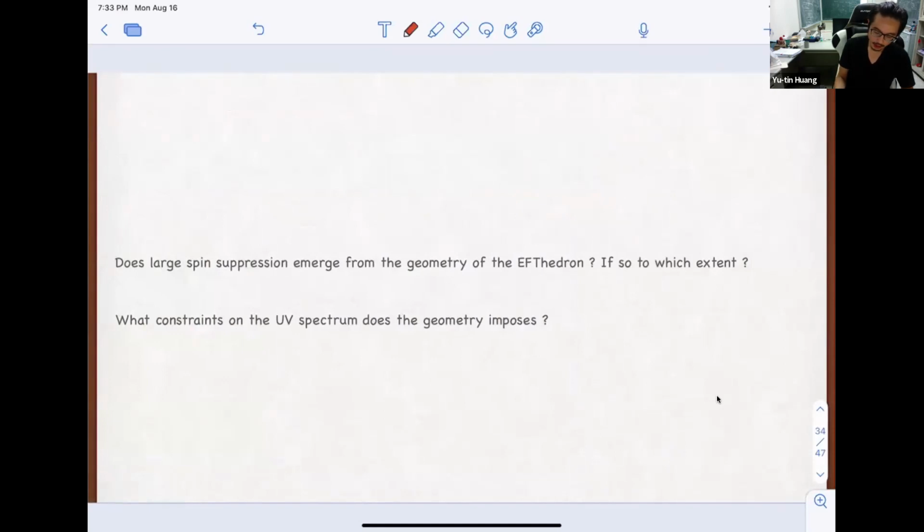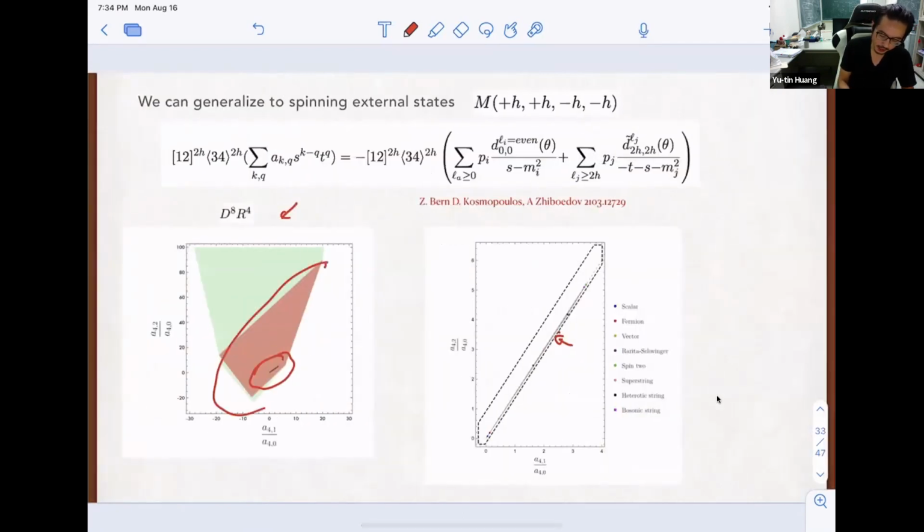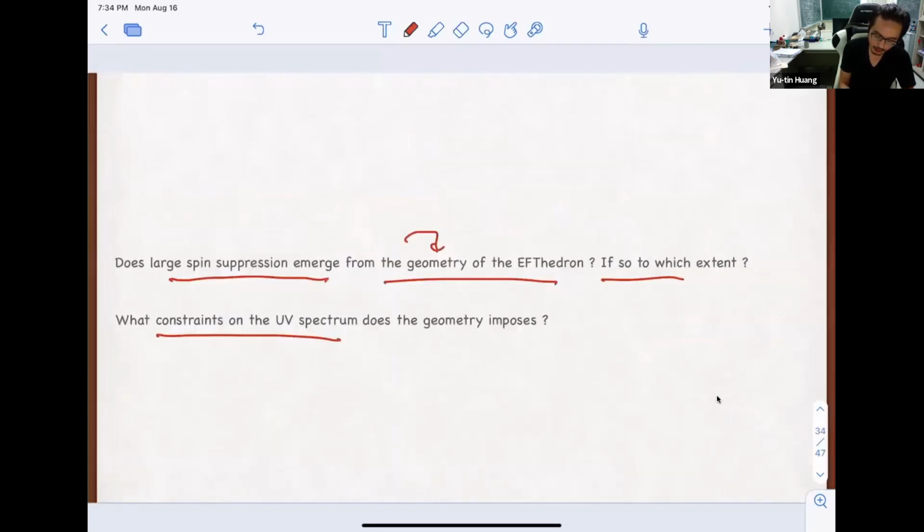So why, might I ask, does large spin suppression emerge from the geometry of the EFThedron? If so, to which extent? And furthermore, we can ask, what do these constraints actually imply for the UV spectrum? Now, of course, before answering this question, you already know that the low spin dominance cannot come completely from the geometry of the EFThedron, because this is already carving out the space. We already used the various constraints that we have that carve out this space. So you actually have to further enforce low spin dominance to get to this smaller region. So it does not fully come from the geometry, but as we'll show very soon, some part of it actually does.